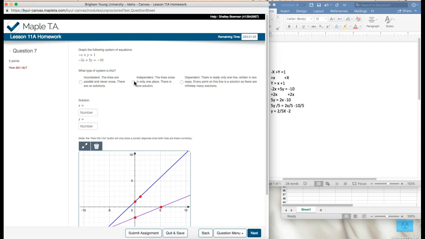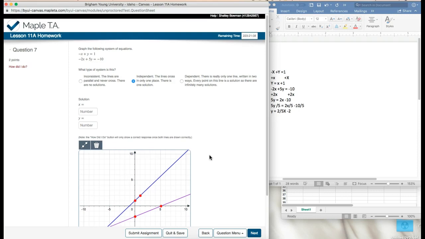Independent means that they cross, and this one does. So that one's good. And dependent means that they're the exact same line, they look like the same formula, the same equation, and so they intersect at every single point along the line. So we have infinitely many solutions. So this one I have independent.